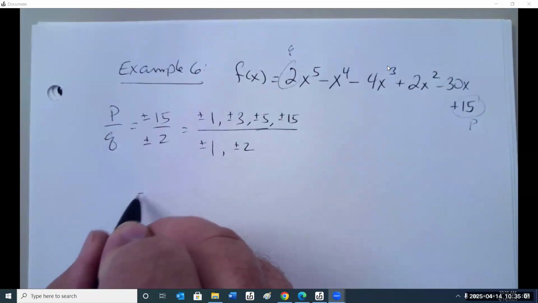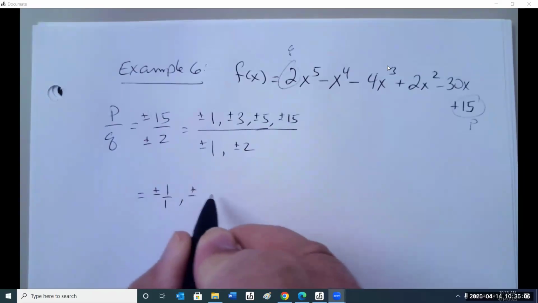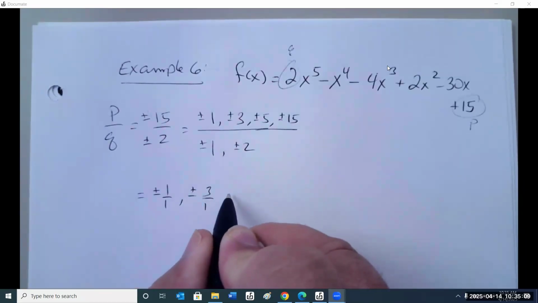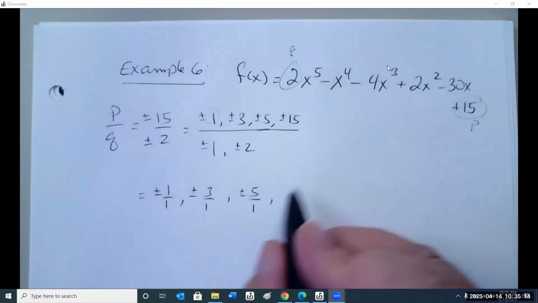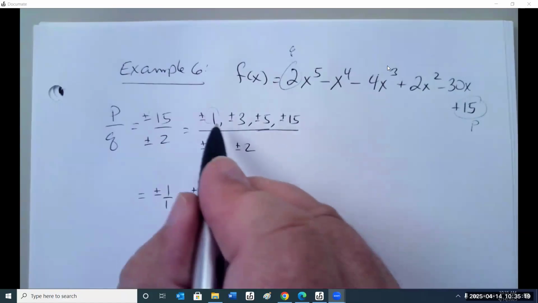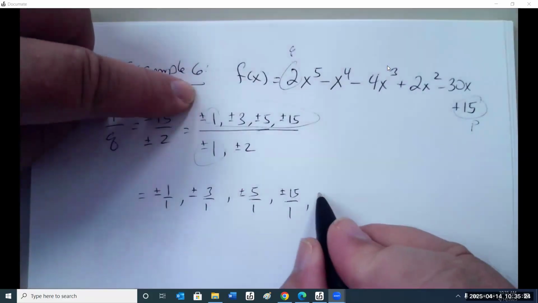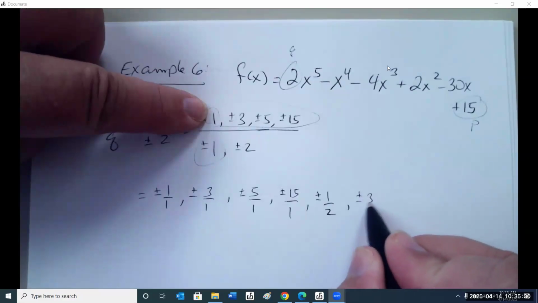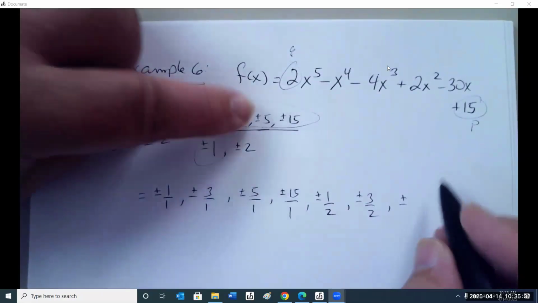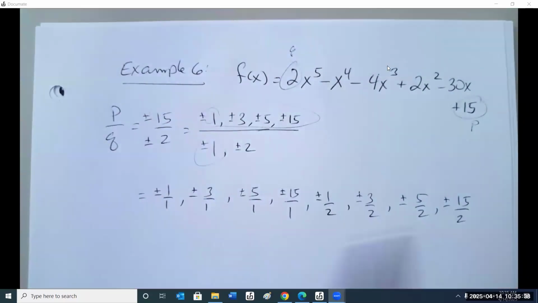So our rational zeros are positive, negative 1 over 1, 3 over 1, 5 over 1. But we'll take each one of these separately. Then we have positive, negative 15 over 1. That's all of these on top of 1. Then we do the same thing with the 2. We have plus or minus 1 over 2, plus or minus 3 over 2, plus or minus 5 over 2, and plus or minus 15 over 2.